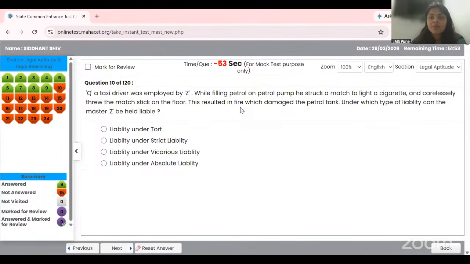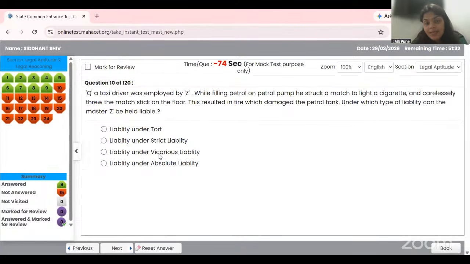So here the hint is given to you. This person is acting in capacity of the master. Liability under tort, fair, but what kind of liability? It's a very broad option. Second is strict liability. We know strict liability is when you bring some non-natural thing, and same goes for absolute liability. So these options are directly eliminated.